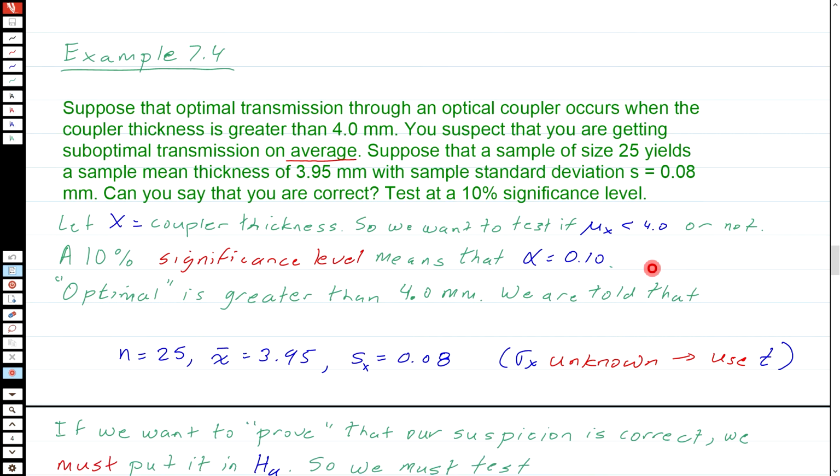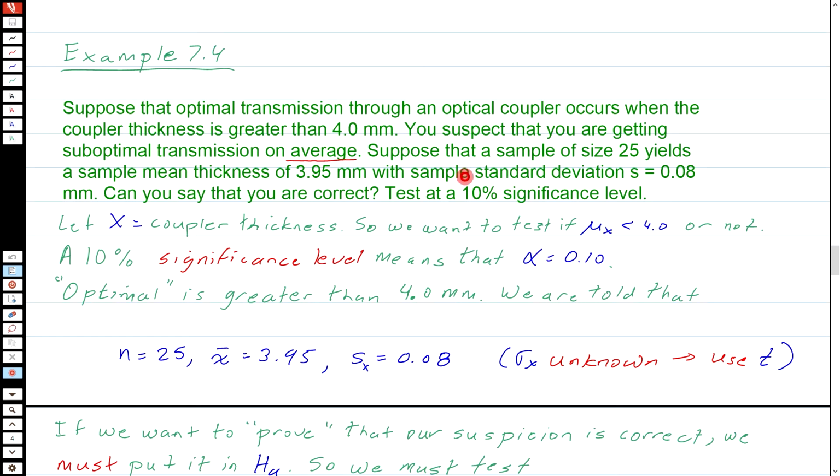Okay, another example. Suppose that optimal transmission through a coupler occurs when the coupler thickness is greater than 4 millimeters. You suspect that you're getting suboptimal transmission on average. Again, average is the word to note here. We're not talking about suboptimal transmission on an individual coupler. We're talking about on average. Because we know when we've got an individual coupler, it's either optimal or suboptimal. So we know what that is. It's on average that we're interested in, and so that means we're going to be doing a test on the mean.